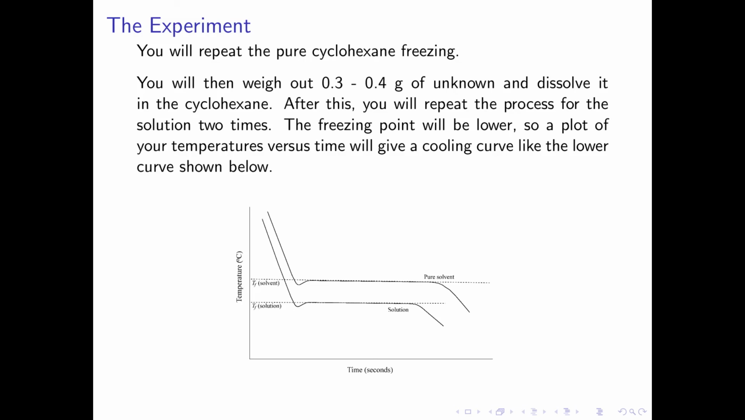At this point, you will weigh out between 0.3 and 0.4 grams of unknown and dissolve it in the cyclohexane. Once accomplishing this, you will repeat the process for the solution 2 times. The freezing point will be lower, so a plot of your temperatures versus time will give a cooling curve like the lower curve shown below. Again, the plateau, indicated by the dashed line, is now the freezing point for the solution.